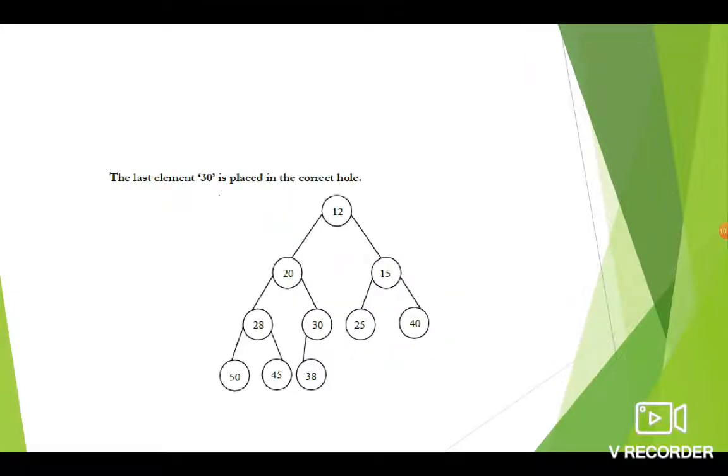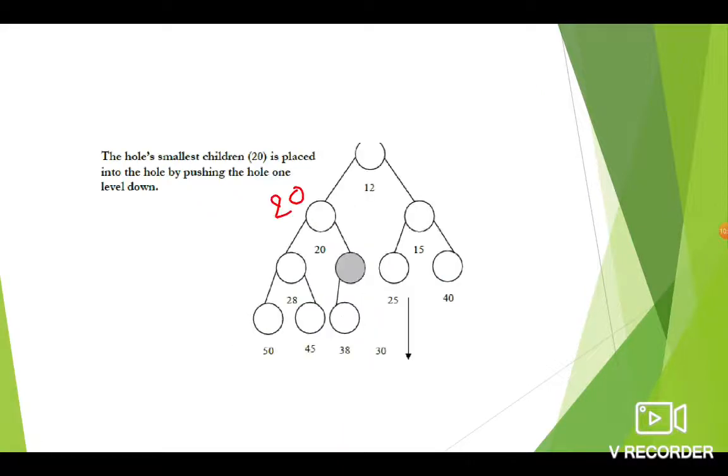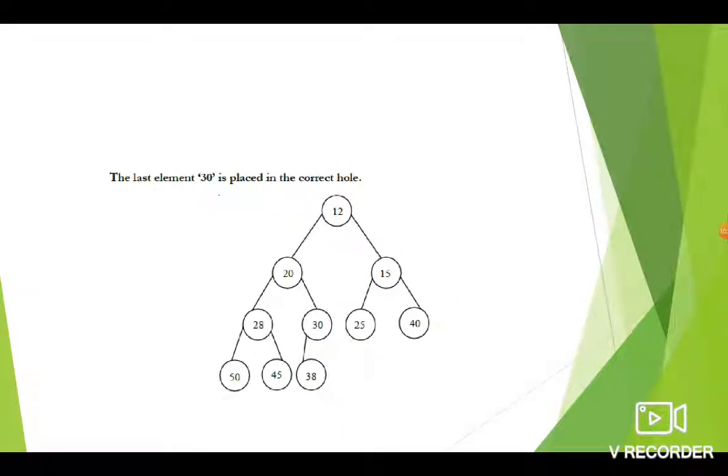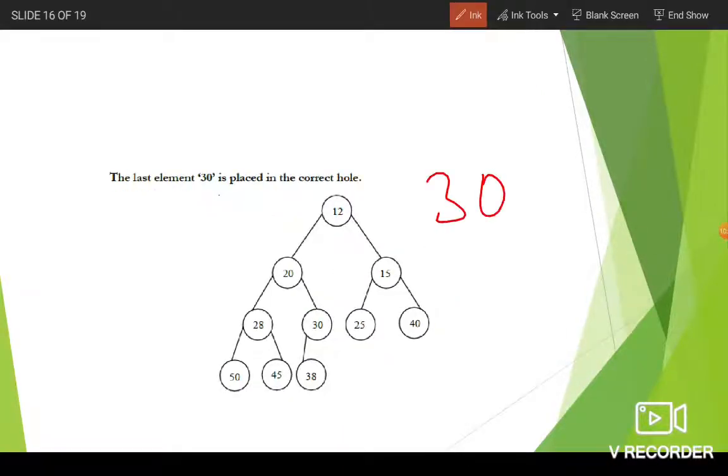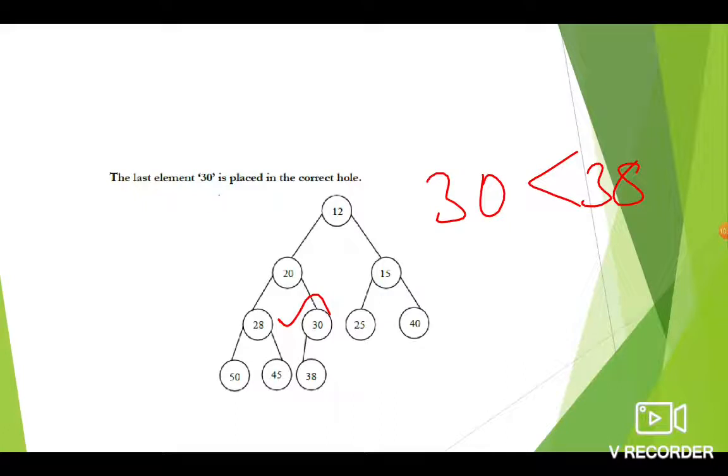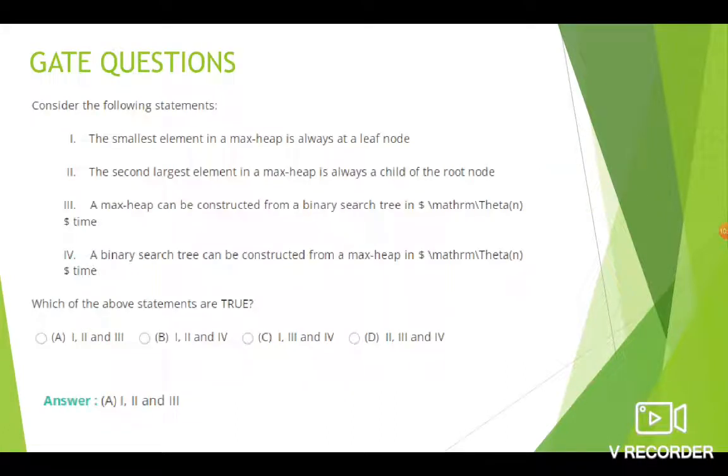Now again I am checking whether 30 can be placed in this hole or not. So it can be placed because its only child is 38 and it has a higher value than 30. So this is the right place for 30. Okay, so that's about the binary heap insertion and deletion.